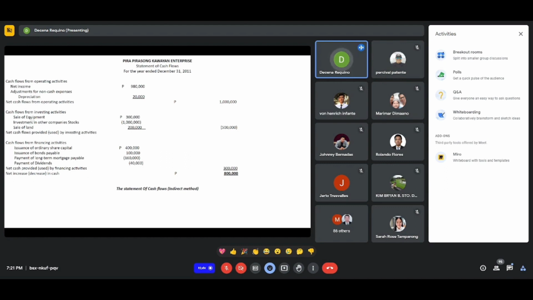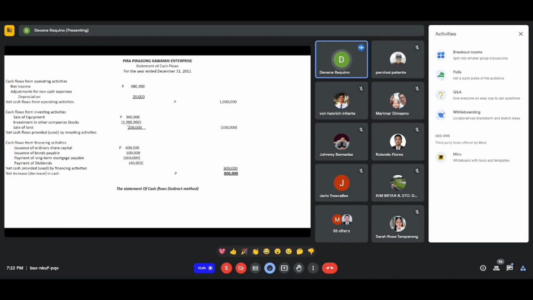Then from the cash flows from investing activities, sabi natin kanina, kapag investing, related siya sa mga long-term assets and investment at saka yung mga company non-current assets. So kapag meron kang sale of equipment, di ba ibig sabihin na naka-receive ka ng cash kasi nagbenta ka ng equipment. So plus siya. So plus na 300,000. Then investment in other company stocks. Ikaw yung nag-invest sa company.